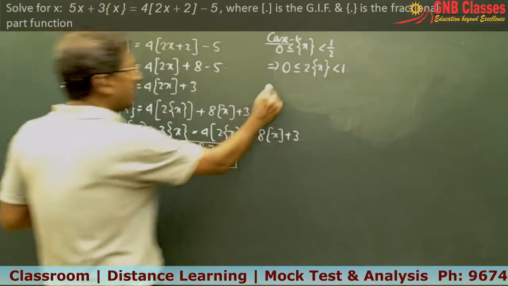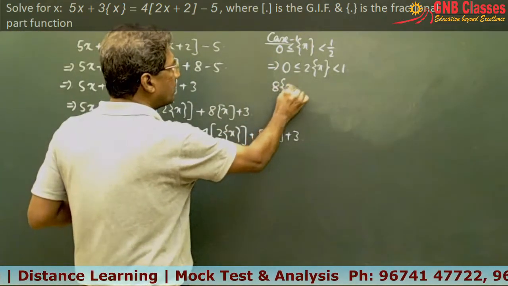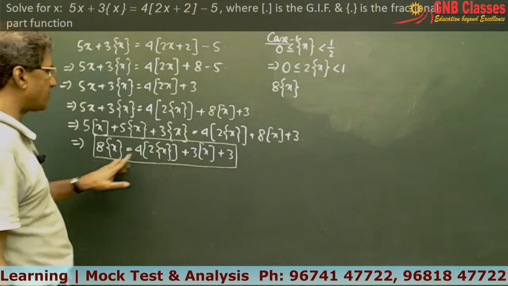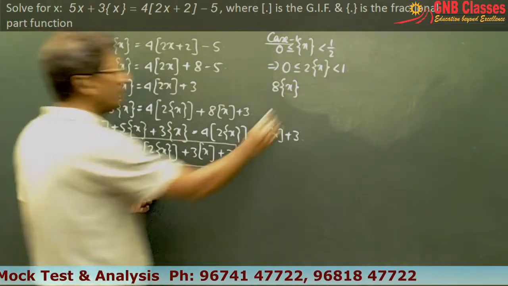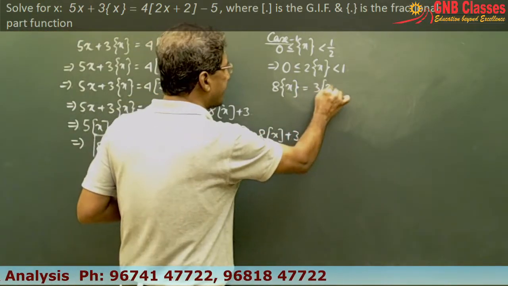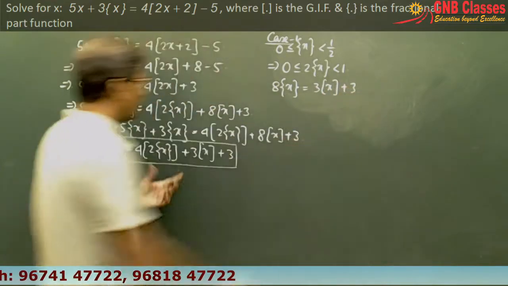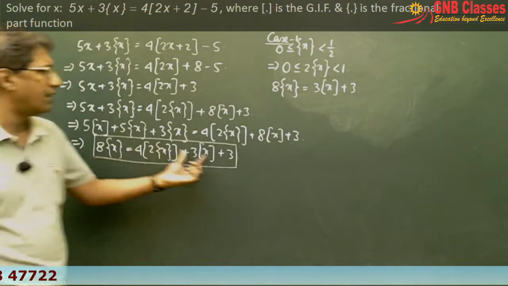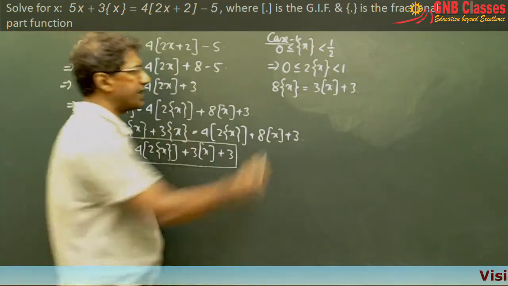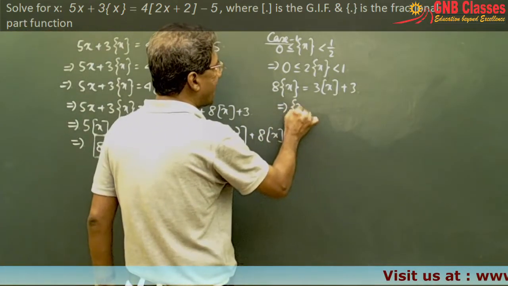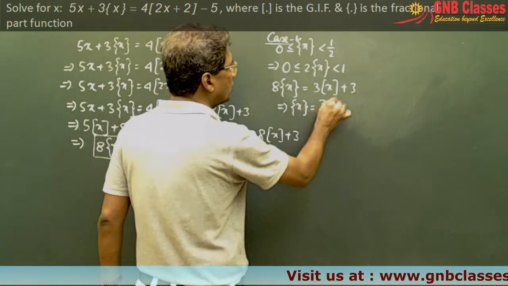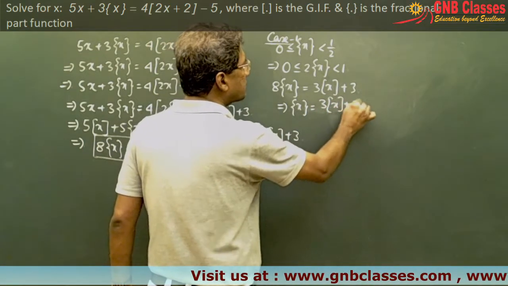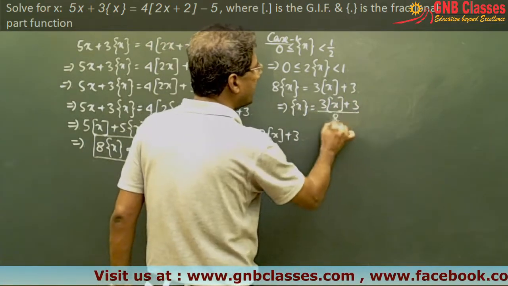So for case 1, our equation becomes 8 times the fractional part of x, and this part will give you 0, equals 3⌊x⌋ + 3. From this equation, since this part is 0, 8{x} is nothing but 3⌊x⌋ + 3. Therefore, the fractional part of x is (3⌊x⌋ + 3)/8.